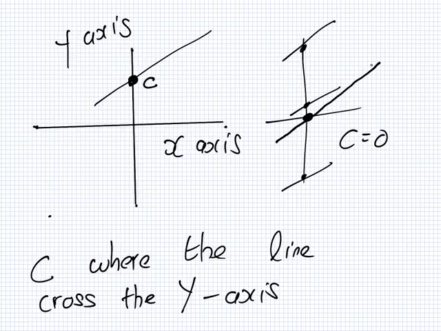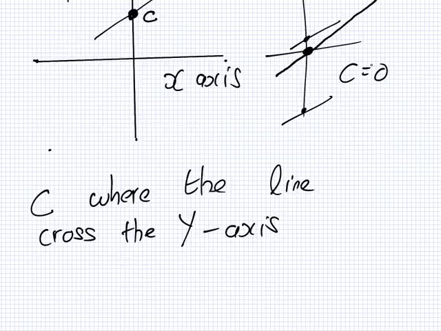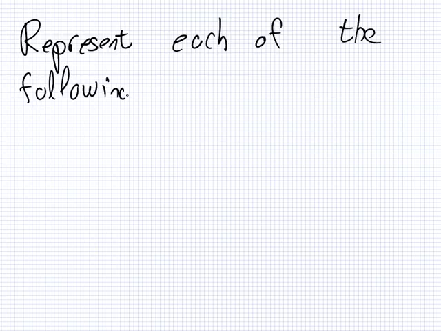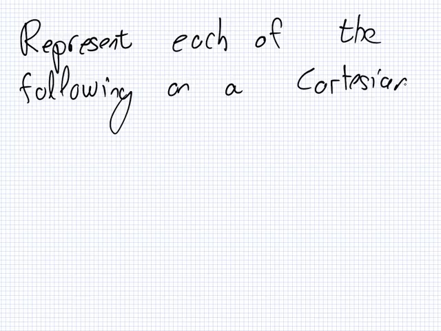Okay. So what we'll do is I'll do one and then you try one, and then I'll do one and then you can try one. So let's have a look at the first one on the first page. Now I want to write the question down so we can understand the words. Represent each of the following on a Cartesian graph.